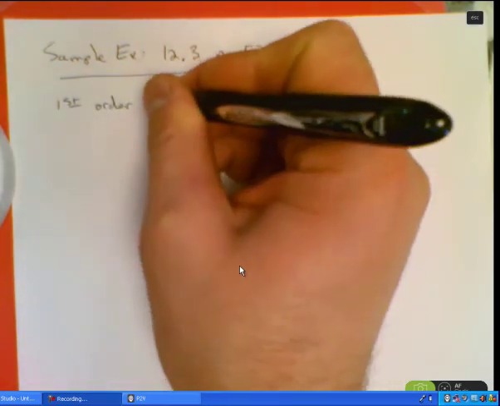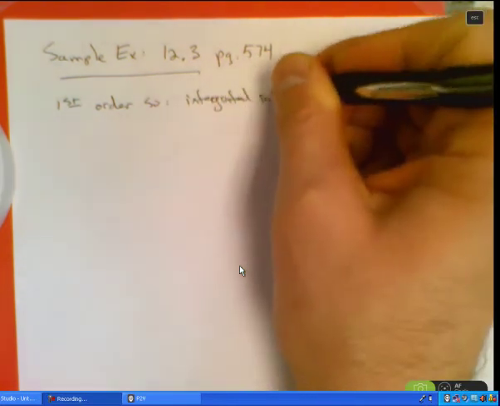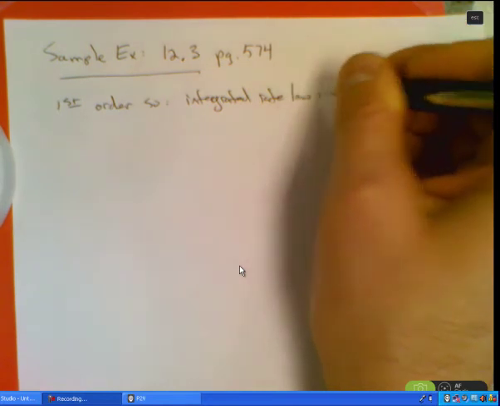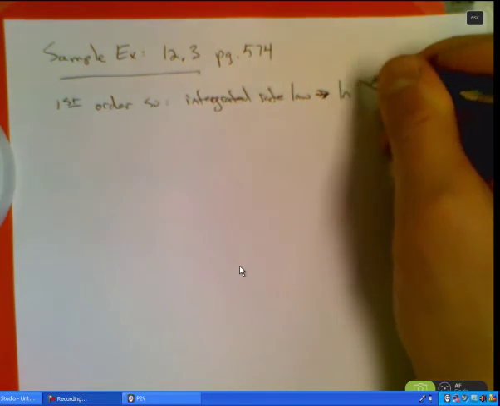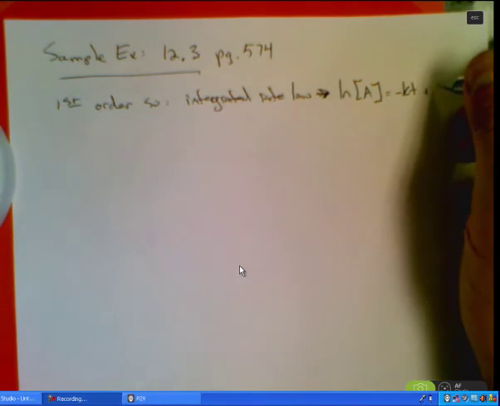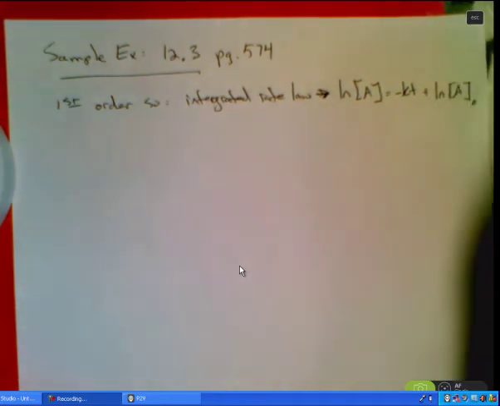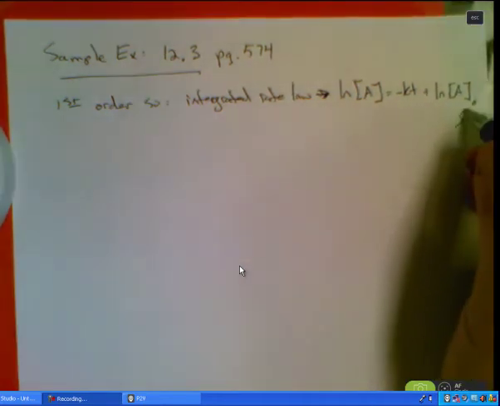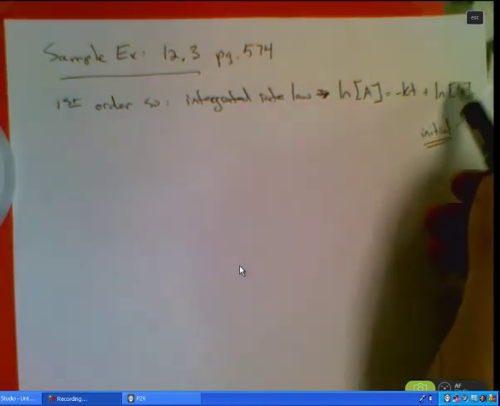It's first order, so our integrated rate law is the natural log of the concentration of A equals negative kt plus, look at it here again, the natural log of A sub naught. This right here, I don't believe we've run into that yet. That means initial. So, initial concentration of A.